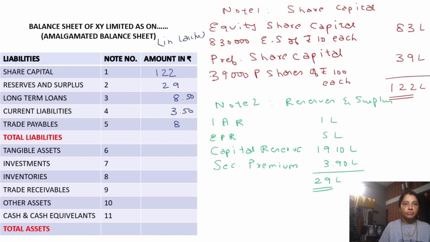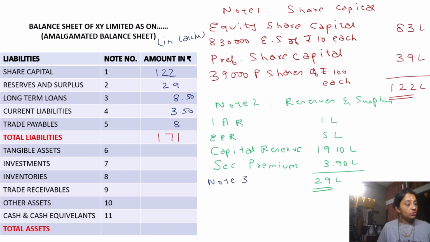Now if you total the balance sheet, 122 plus 29 lakhs plus 8.5 plus 3.5 plus 8 lakhs, you get 171 total. 1 crore 71 lakhs. So this is your liabilities. Now coming to assets, tangible assets. Tangible assets I will show you in note 3.